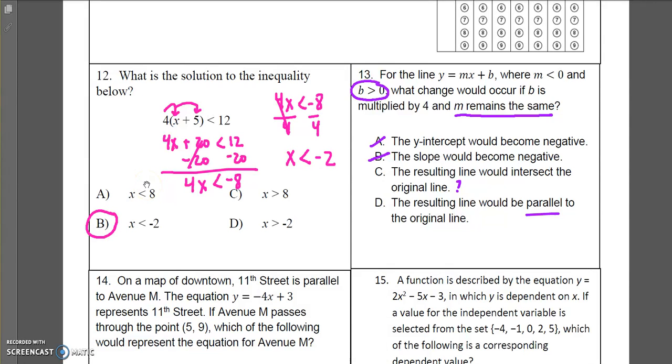Okay, let's try finishing 13. So we know that the slope is staying the same and that it's just the y-intercept that's changing. So if we look at this, the last line says the resulting line would be parallel to the original line. We know that if they're parallel, the slopes are the same. So because they're staying the same, they're going to be parallel. So D is going to be the correct answer to number 13.